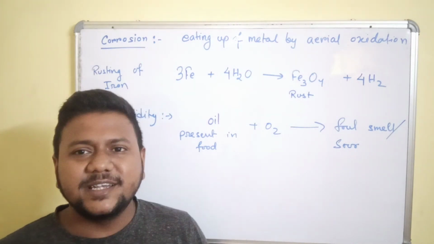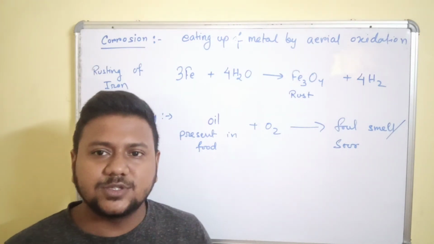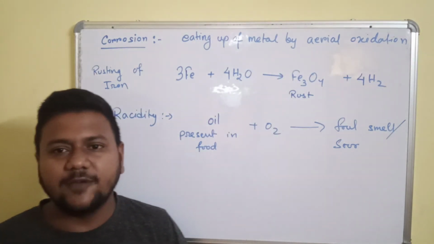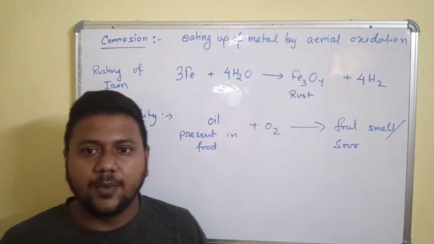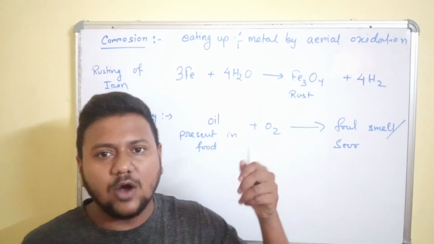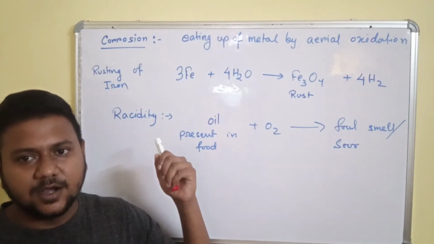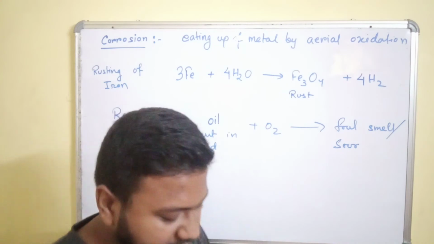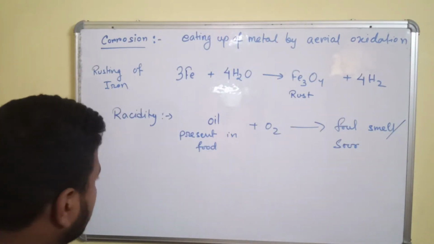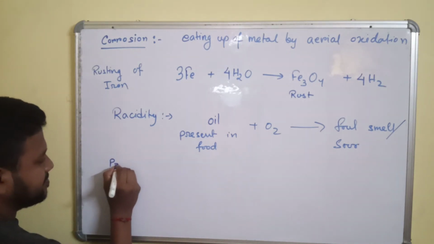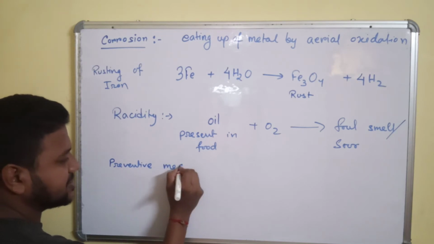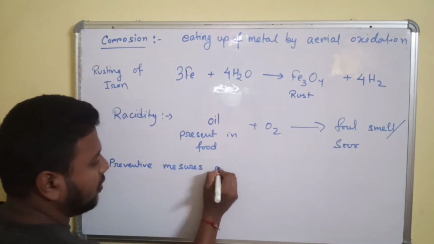Now, rancidity and corrosion have to be prevented so as to keep the metals safe and the food safe. We have to learn some of the preventive measures, how we can prevent corrosion and how we can prevent rancidity. So what are the preventive measures for corrosion?